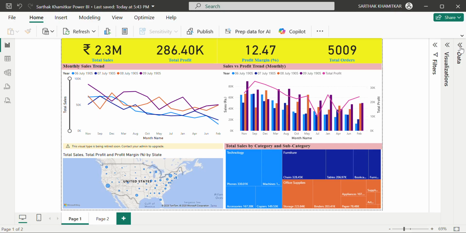I have divided my Power BI dashboard into three main sections. The top section consists of summary metrics, the middle section covers trends and category performance, and the bottom section is for detailed analysis and exploration. Each section is fully interactive and connected through filters and slicers, so users can explore data dynamically.